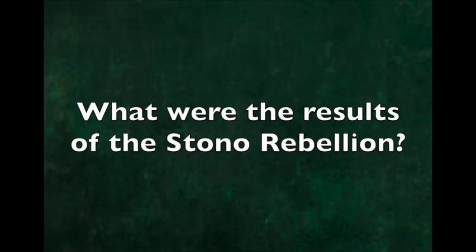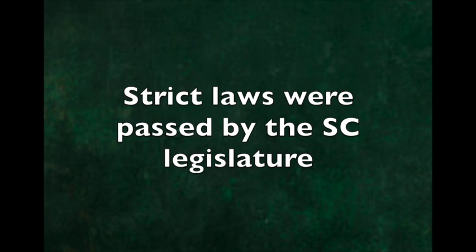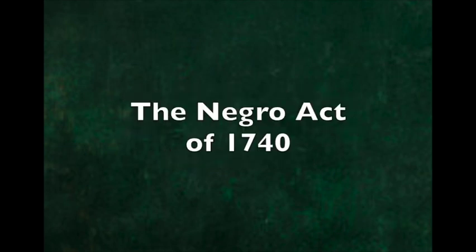Now, what were the results of the Stono Rebellion? In response to this rebellion, the South Carolina legislature passed new black codes. The Negro Act of 1740 severely restricted the lives of South Carolina's enslaved people. No longer could they assemble on their own, nor could they grow their own food, learn to read, or work for money.